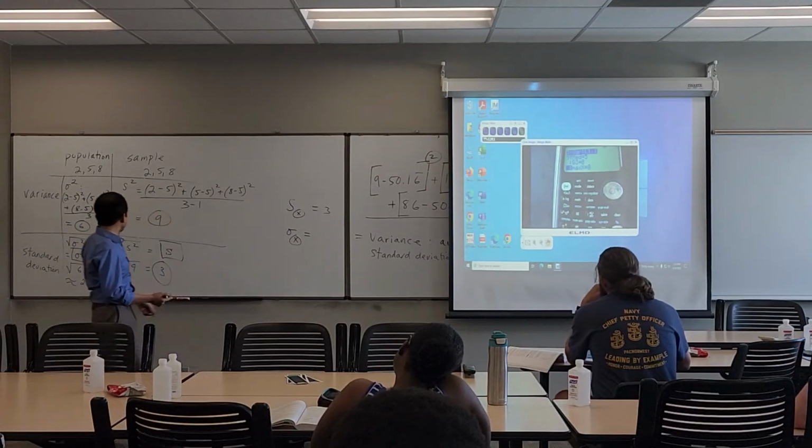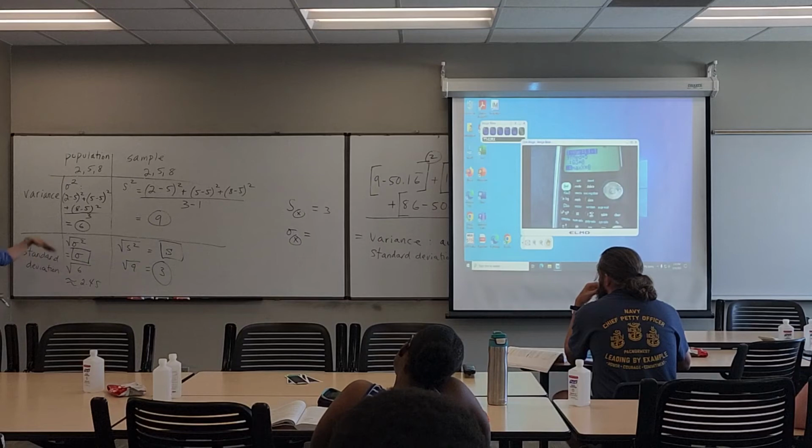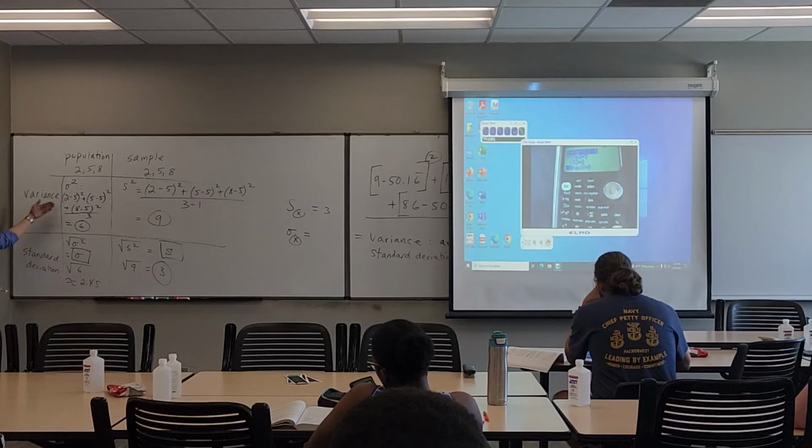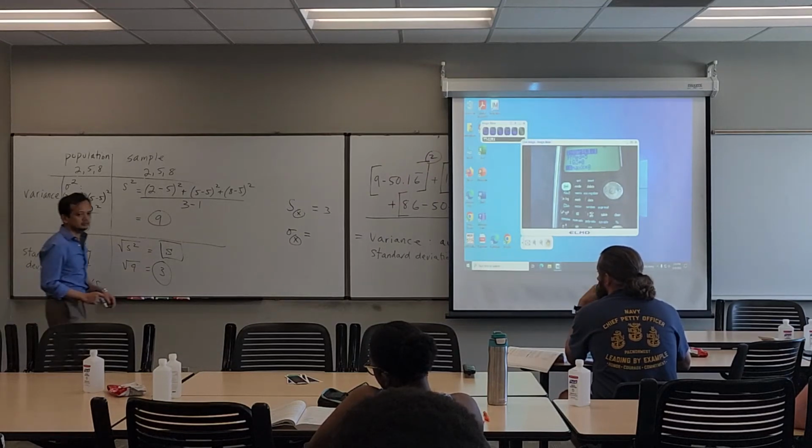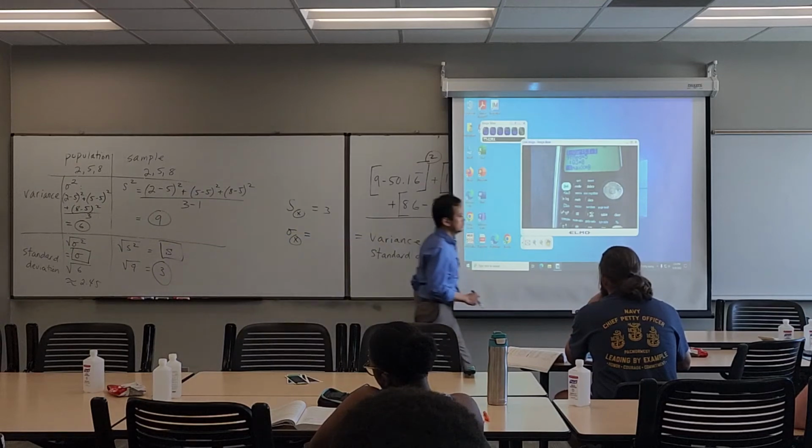Square. Yeah, very good, because we know the relationship between variance and standard deviations. The variance is just the square of the standard deviation, and vice versa. The standard deviation is the square root of variance. So if we have the standard deviation, we just square it to get the variance. Any questions?